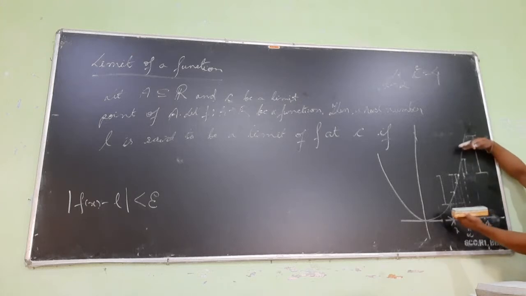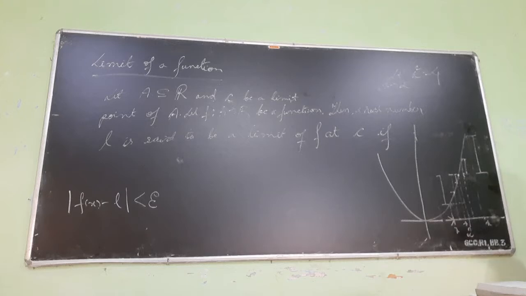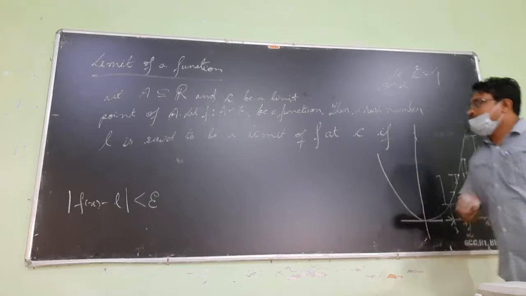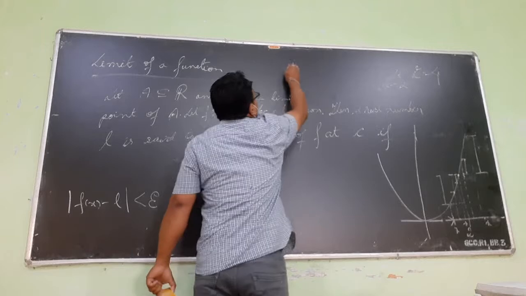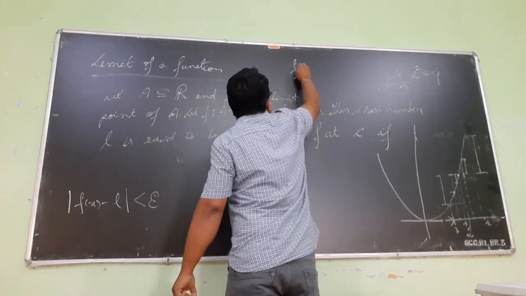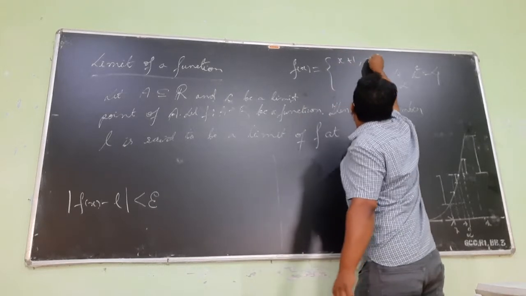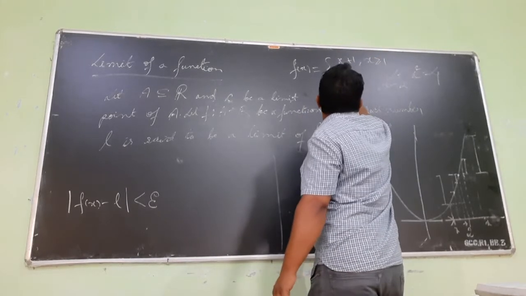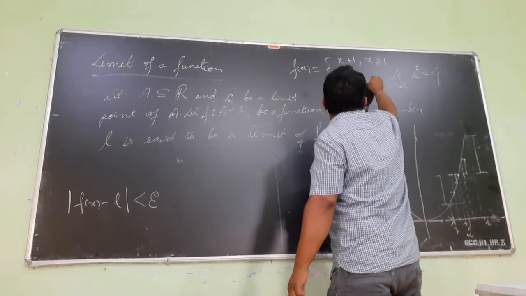In the diagram, as I approach 2 from the left side as well as from the right side, the distance between f(x) and L keeps on decreasing. And if the limit does not exist, then this distance may not decrease. For example, I will give you another example. If you have this function f(x) equal to x plus 1 if x is greater than or equal to 1, and f(x) equal to x if x is less than 1.